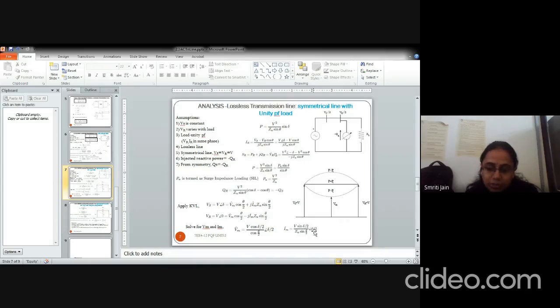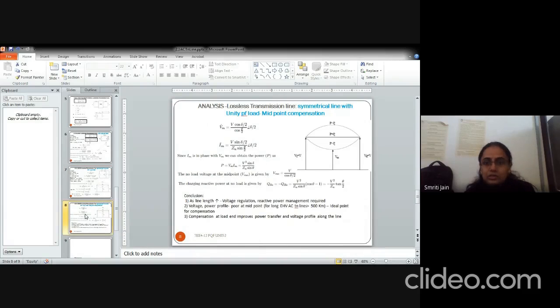So if I want to find out the voltage and current at the midpoint, what you can do is apply KVL in this circuit from sending end to midpoint and from midpoint to receiving end. Two meshes are created, and applying KVL you will get these two equations. There are two equations and two unknowns, Vm and Im. Solve these two equations, and Vm and Im will be given by these two equations.